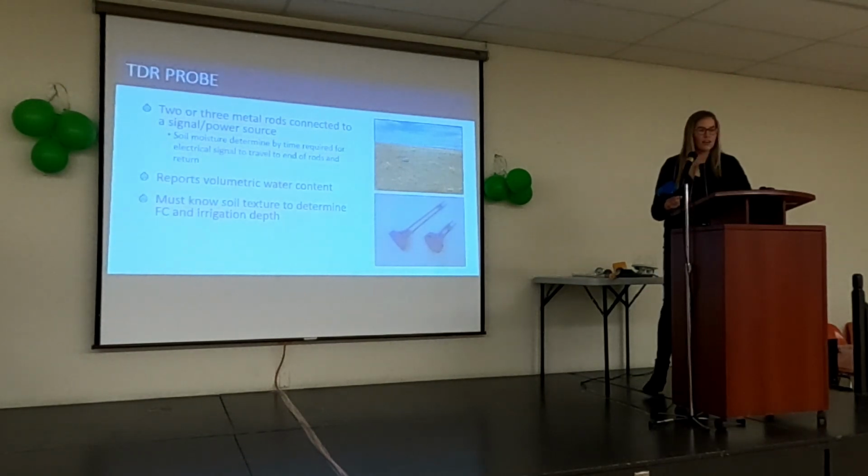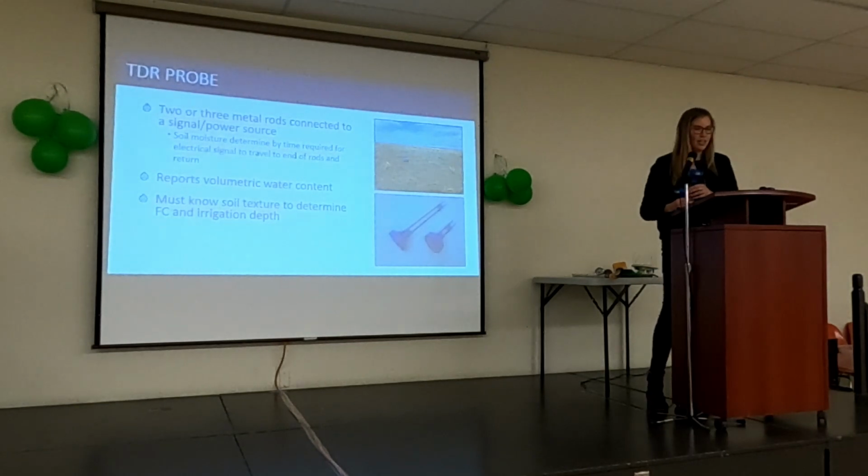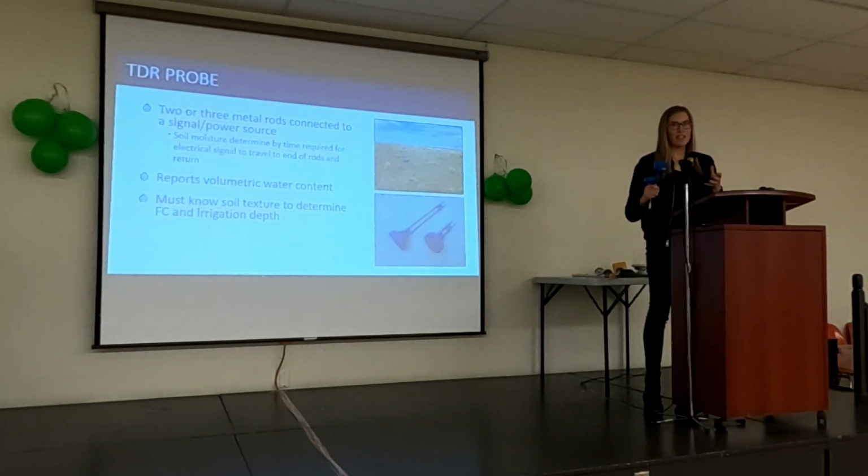Okay, so these are the TDR probes. They obviously use that TDR technology. They consist of 2 or 3 metal rods that are connected to a signal or a power source, and soil moisture is measured by the time that it takes the electrical signal to travel down to the bottom of the rods and reflect back. So obviously in a more moist soil, that electrical signal is going to move a lot faster than in a dry soil.